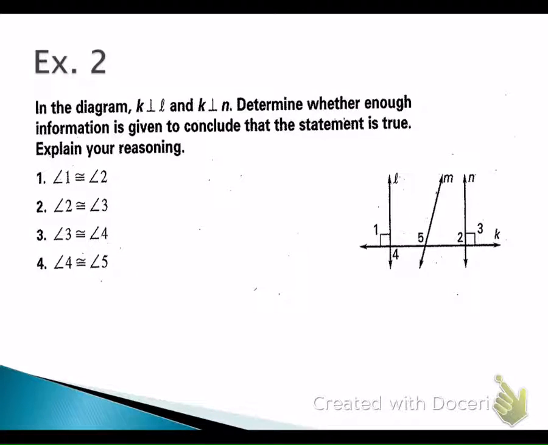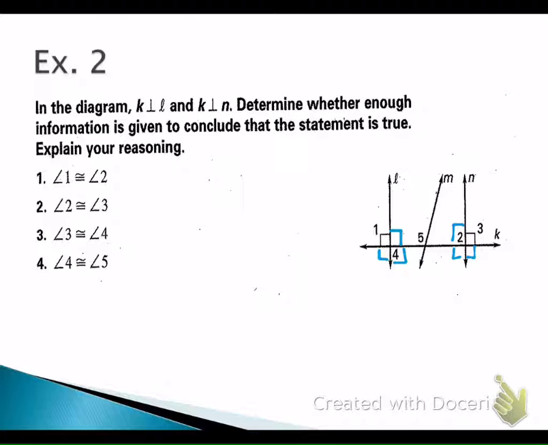All right, number 2. You guys can just follow along with this one with me. It's a lot like number 1, so let's just do them together. So the directions say that line K and line L are perpendicular. So K is here, L is here. So I know that these are all 4 going to be right angles. Okay? Line K is also perpendicular to N, so N is over here. So those are all right angles.